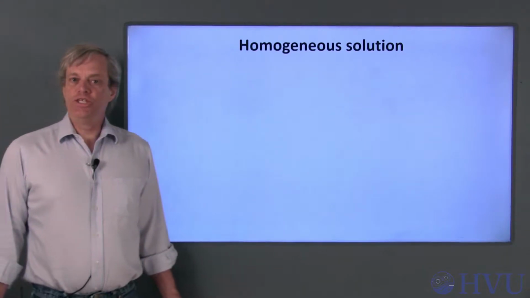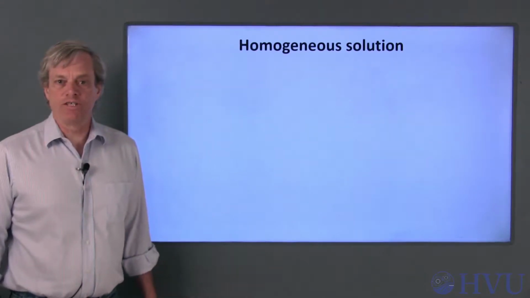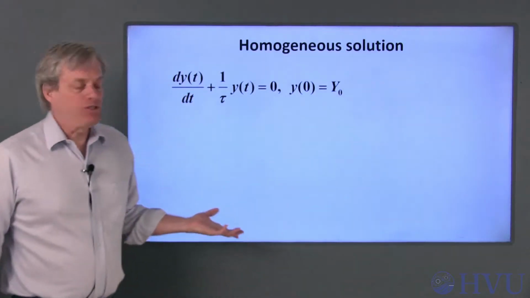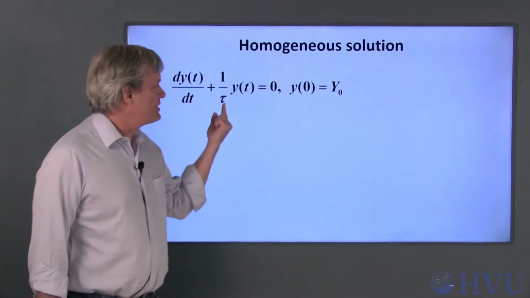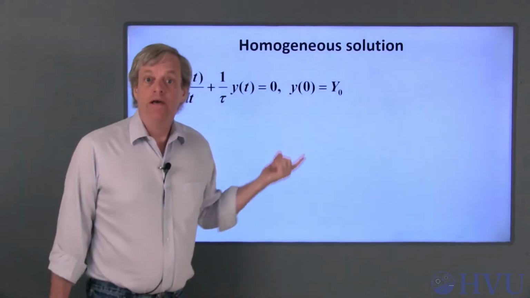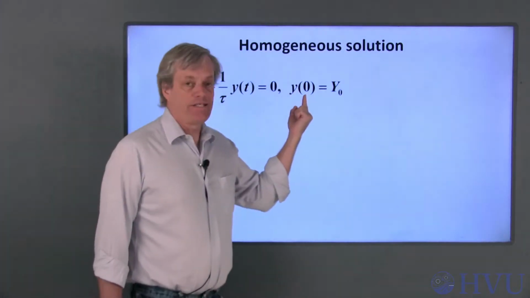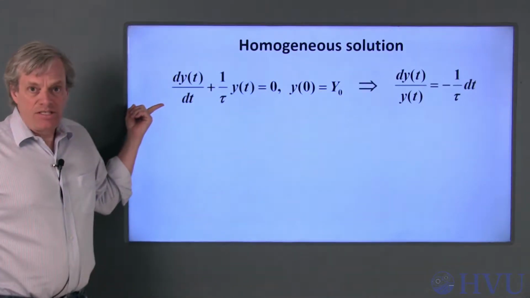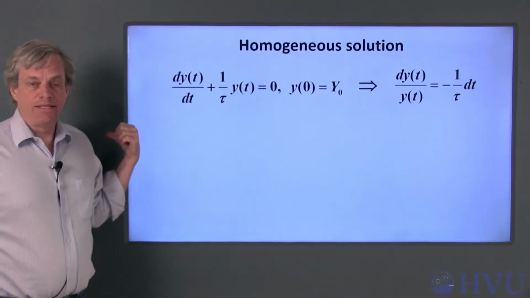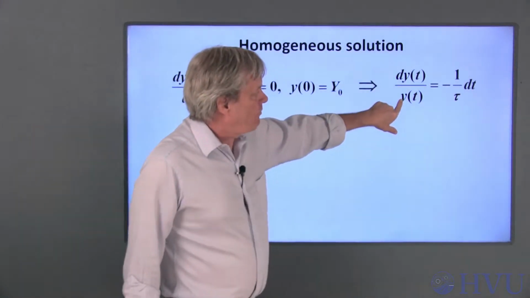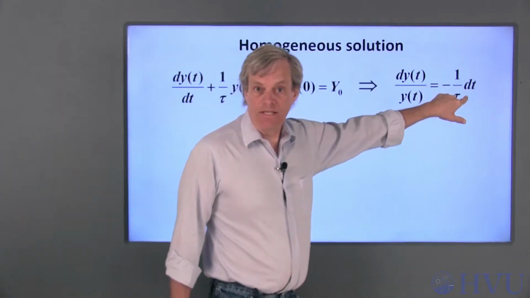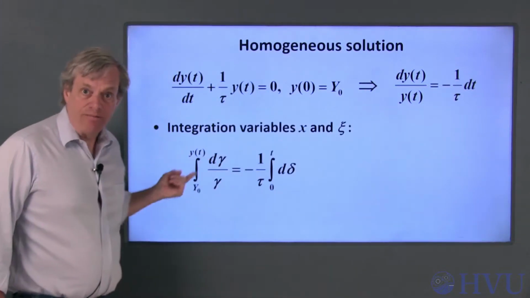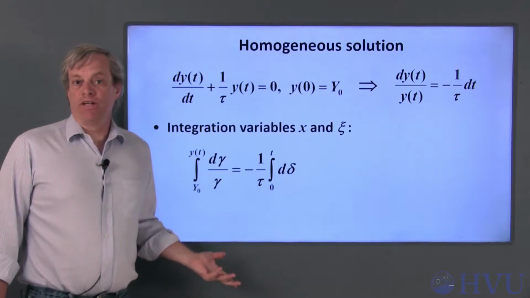Now let's determine the homogeneous solution to our standard first-order differential equation. The forcing function in this case is set equal to 0. So the differential equation is dy by dt plus 1 over tau times y of t is equal to 0. The initial condition is that the value of the function at time t equals 0 is y sub 0. I can rearrange this differential equation to separate the variables y and t. This gives me dy divided by y is equal to negative 1 over tau times dt. To find y of t, I integrate both sides of that expression. To do this, I use two dummy variables of integration.